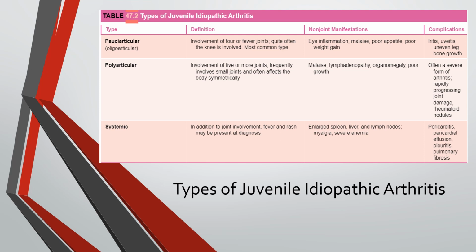So some of the types of juvenile idiopathic arthritis are pauciarticular, which is 4 or fewer joints involved. This is the most common type. Polyarticular, 5 or more joints are involved, usually small joints affecting the body symmetrically. And then systemic. So not only is the joint involved, but fever and rash may also be present for diagnosis.